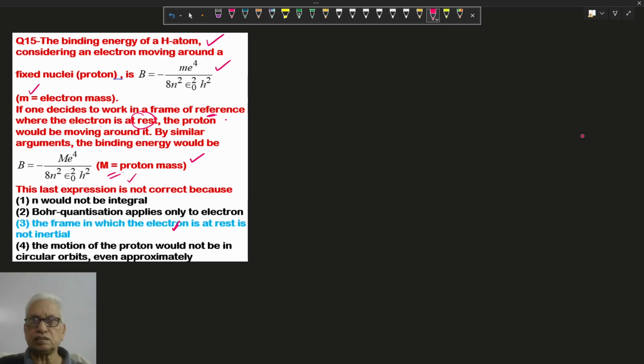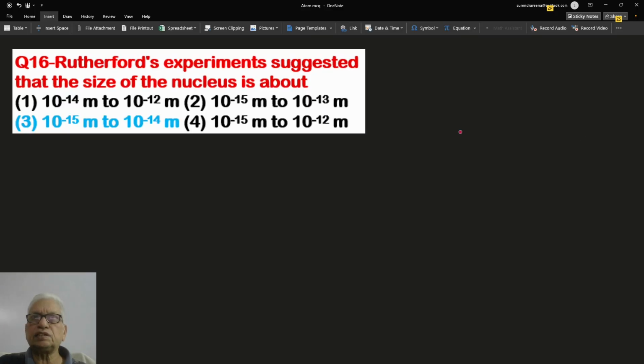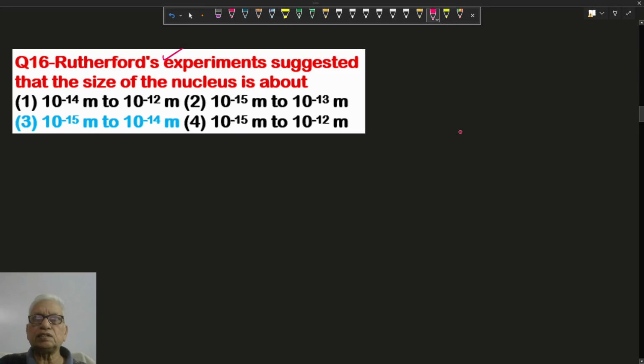That's why this second case is not possible, because it is in a non-inertial frame of reference. So option 3 is correct. In this question, on the Rutherford experiment, the size of the nucleus is about the Fermi level. Size of the nucleus is very small, of the order of a Fermi. So option 3 is correct.